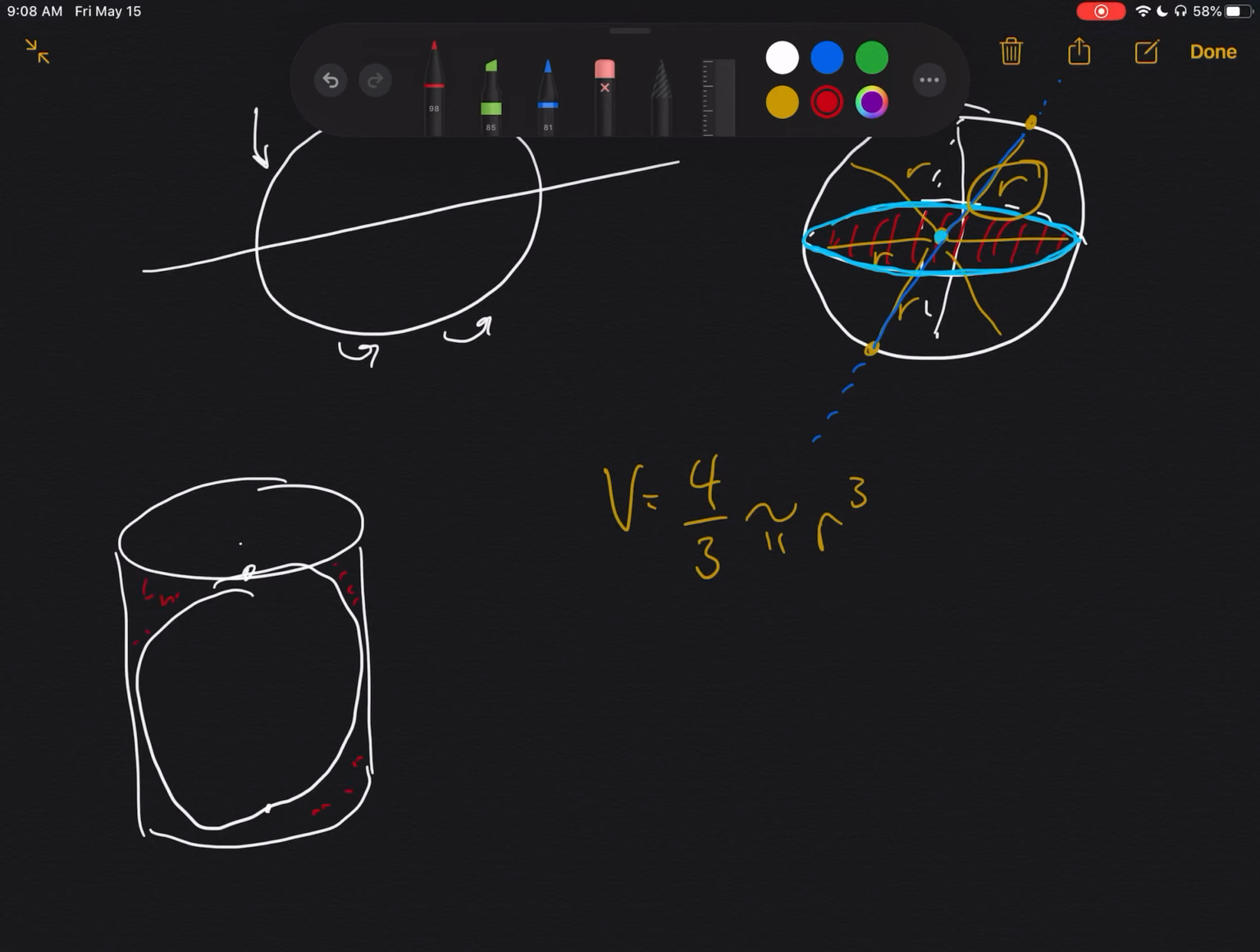And because they knew the volume of the cylinder, they could compare that to the volume of the sphere, and they were able to come up with this formula. And now we can use modern mathematics to derive it in a variety of different ways.